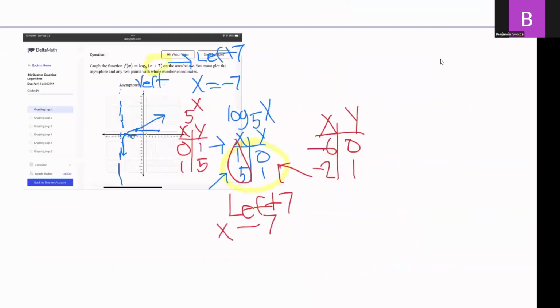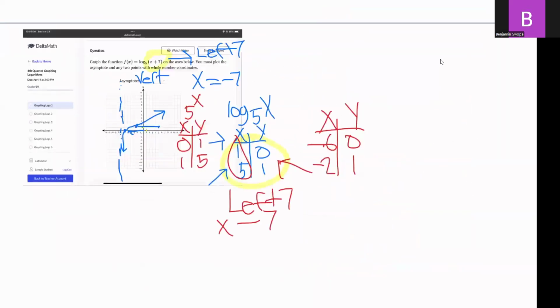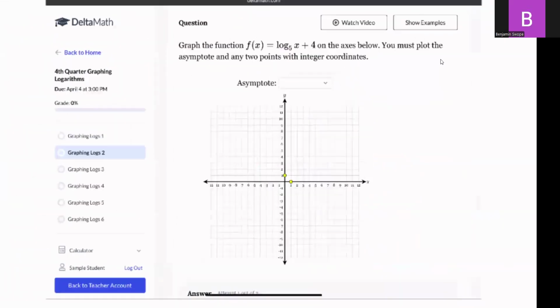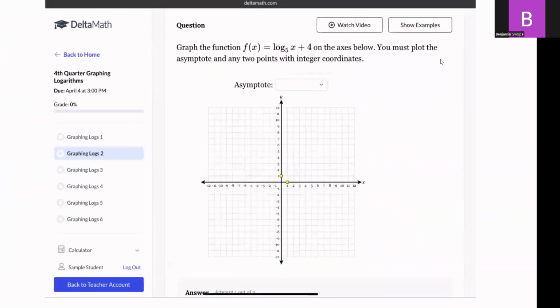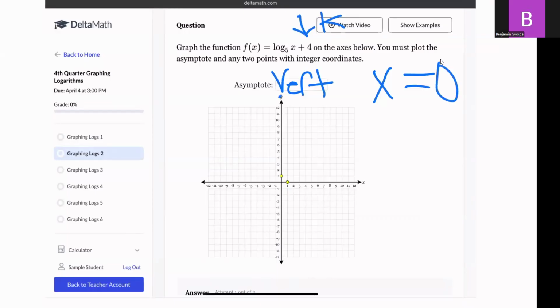Okay, let's look at our second example. And this is problem 2 from the Delta Math assignment. So first thing, like I said, get your asymptote. For this one, since we don't have parentheses, we don't have an H value. That 4 is really a K value there. So our asymptote is going to be 0.